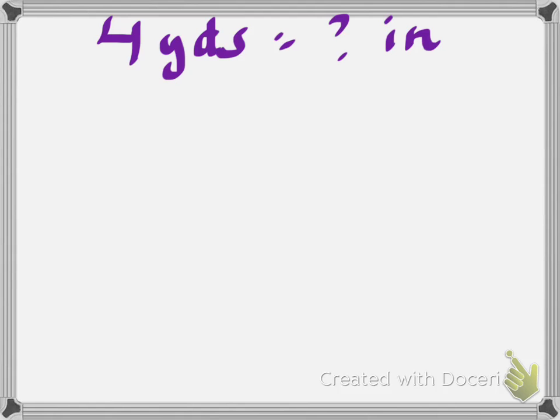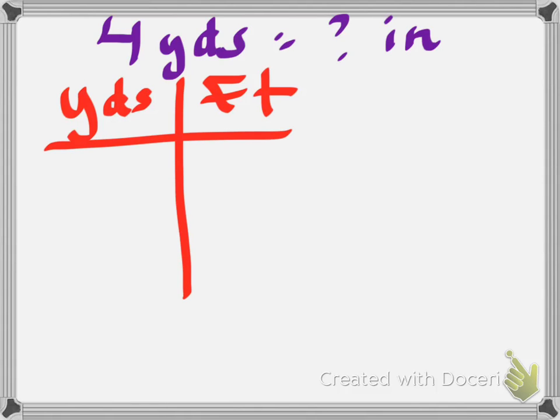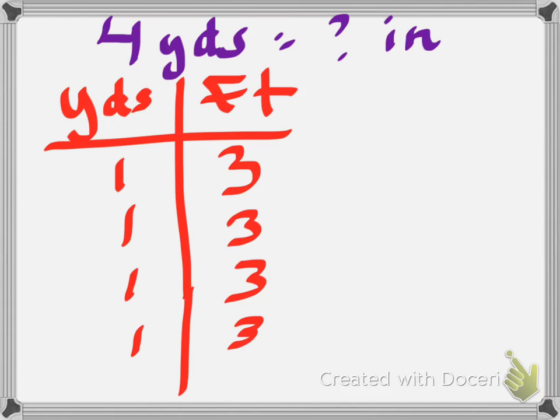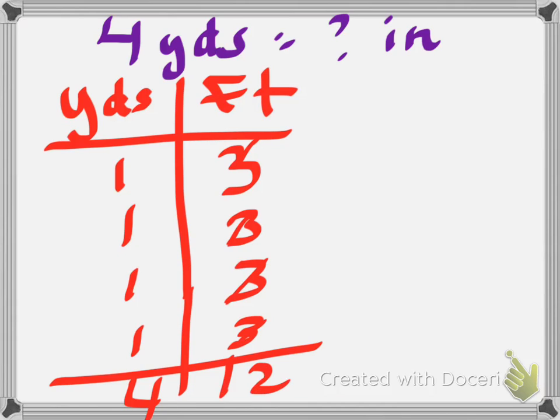If you don't know that 1 yard is 36 inches, you can say, well, I'm going to do yards and I'm going to do feet. So I know that 1 yard actually has 3 feet. So I'm going to do that again: 1 yard, 3 feet, 1 yard, 3 feet, and 1 yard, 3 feet. And that would give you 4 yards with 3, 6, 9, 12 feet.